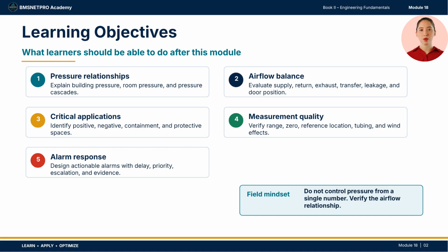They will also learn to question the measurement chain. A low-pressure transmitter may be calibrated and still report the wrong relationship if the reference location, tubing, range, or door condition is wrong. Finally, learners will design alarms that tell people what failed and what to do next.